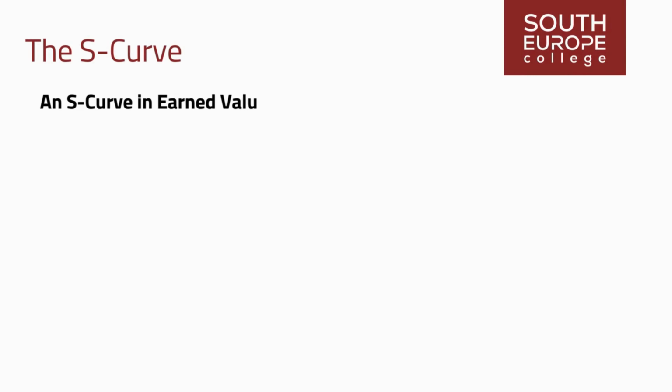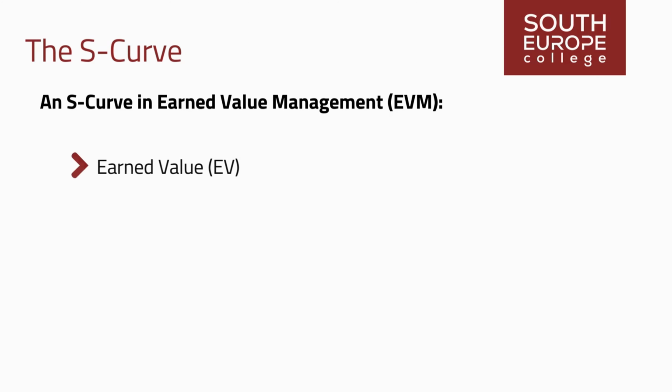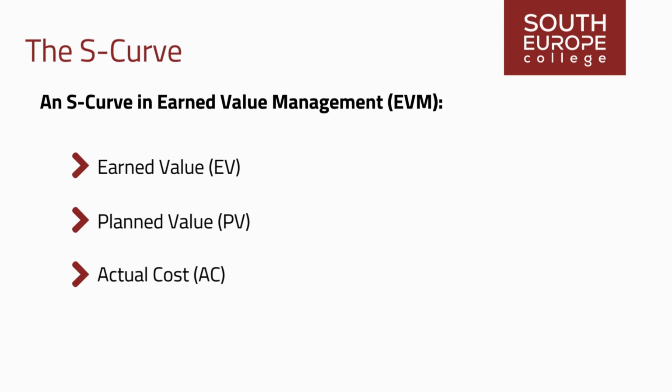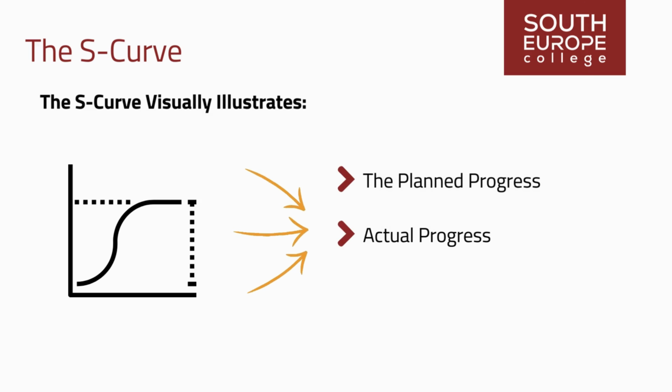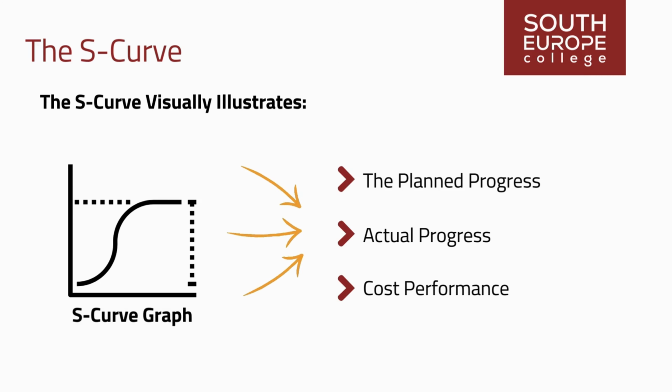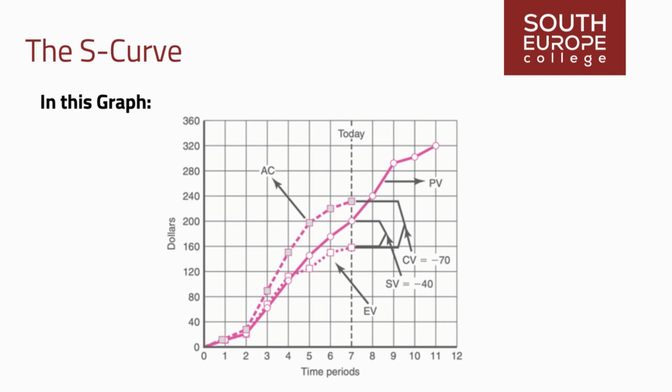An S-curve in earned value management, EVM, typically represents the cumulative earned value, EV, planned value, PV, and actual cost, AC, over time. The S-curve visually illustrates the planned progress, actual progress, and cost performance of a project, as shown in the sample S-curve graph. In this graph, the horizontal axis represents time, typically in project weeks, months, or quarters. The vertical axis represents the value of earned value, EV, planned value, PV, and actual cost, AC.